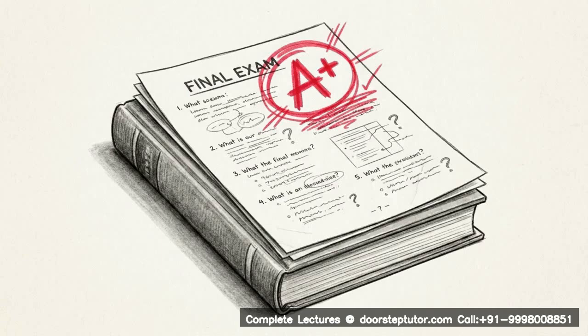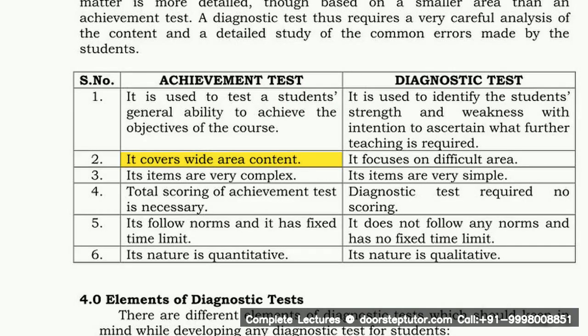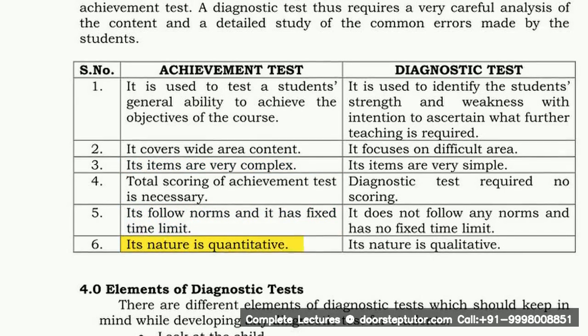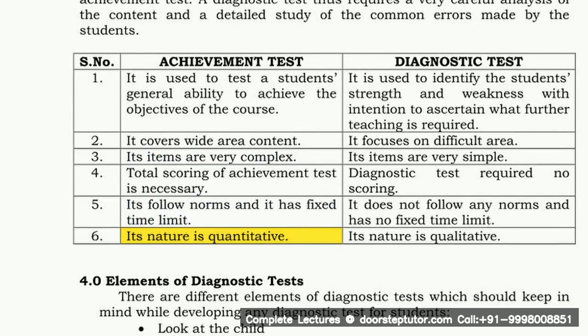An achievement test is designed to measure a student's general ability to meet broad course objectives at the end of a learning period. This comparison table shows these tests cover a wide area of content. They utilize complex questions and operate under strictly fixed time limits. Because of this design, the test yields a single quantitative score. It tells exactly where a student ranks against a standardized norm.